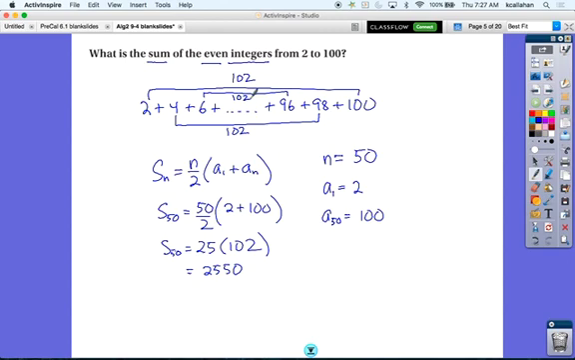Now, how many pairs of numbers are you going to get? Well, there was a total of 50 numbers in the series, so there's going to be half that many. So that's where this 50 over 2 comes from. There's going to be 25 of those, 25 102s. So somehow, at a very early age, this guy, Gauss, had figured that out.